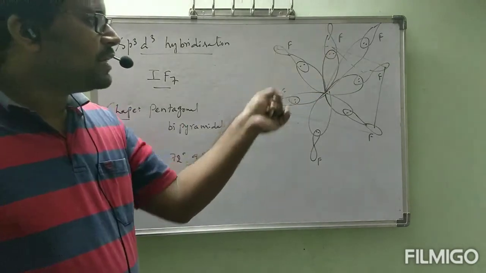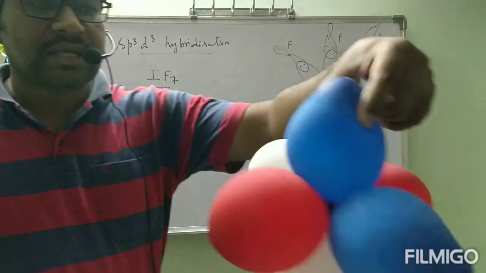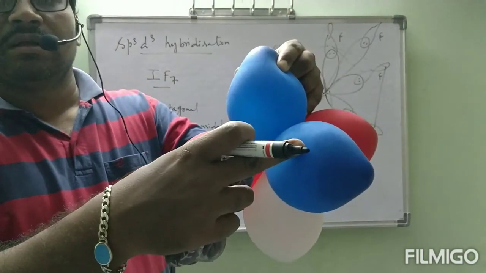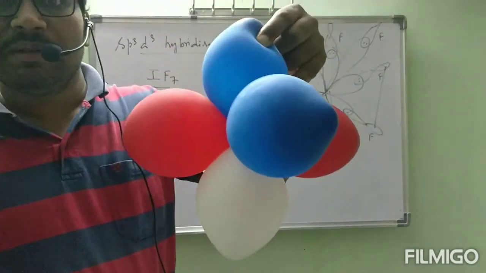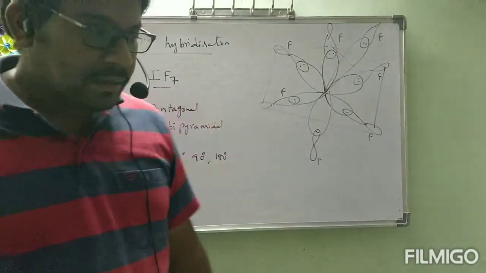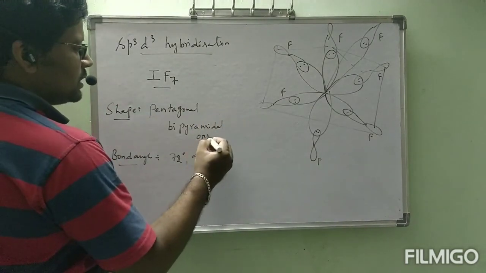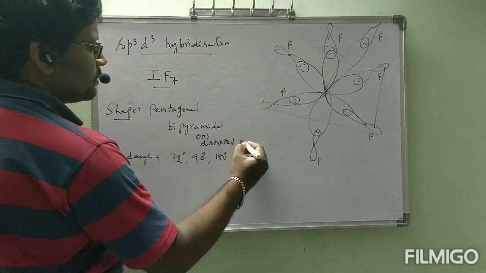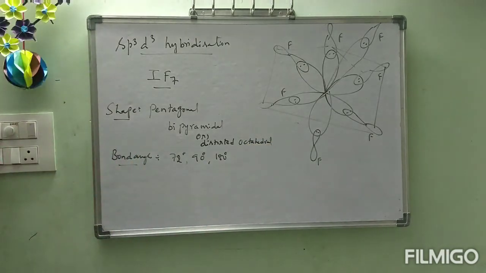Actually, this one will be above the plane and another one will be below the plane. Imagine just like octahedral only, but one more balloon is present here. Total 5 balloons are in plane, one above the plane and another one below the plane. Another name of this shape is distorted octahedral. Distorted means disturbed. This is about sp3d3 hybridization.